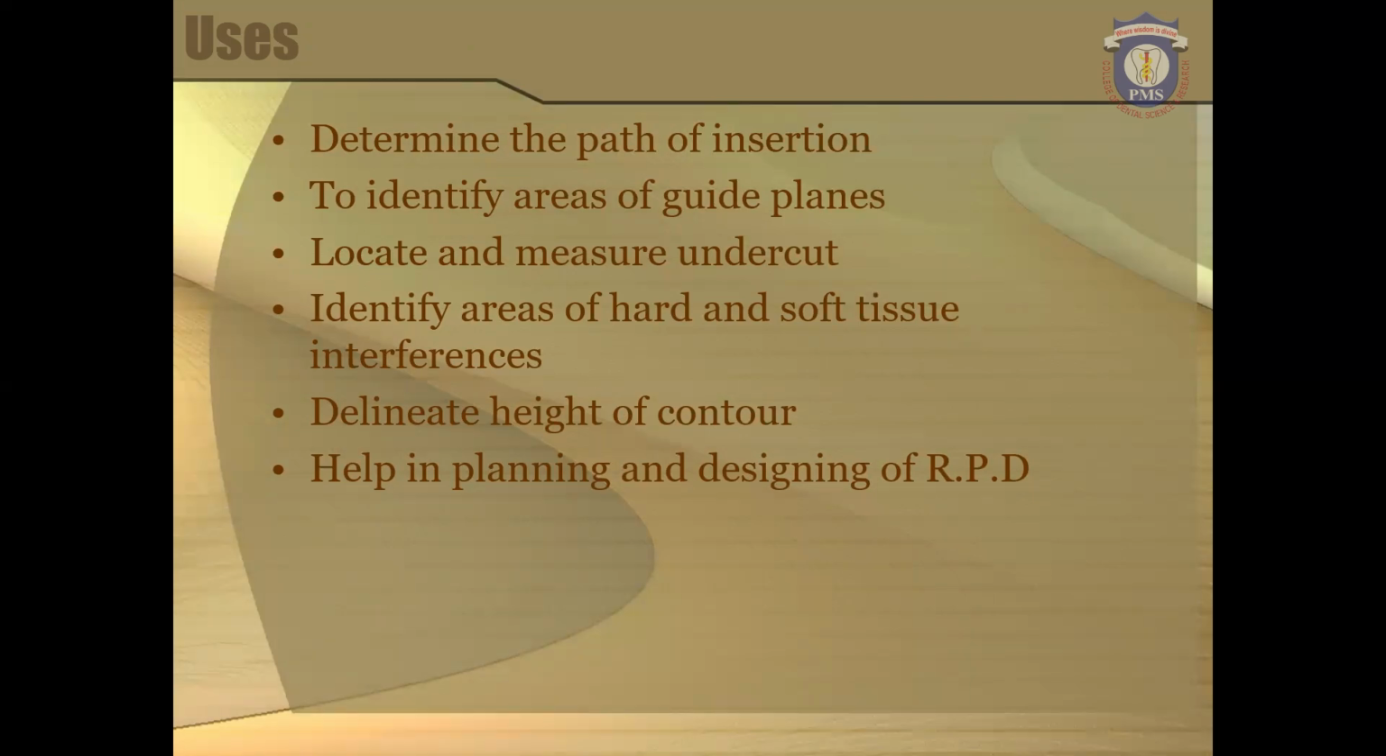Hard and soft tissue interferences need to be identified well. Okay, if at all it needs to be removed surgically, it needs to be done before any other mouth preparations are done. Then locate and delineate the height of contour. And then ultimately it helps in planning and designing of the removable partial denture.